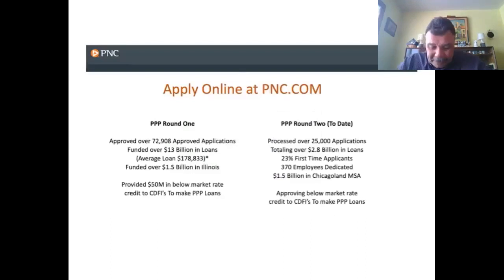The SBA systems and even some of our own systems were not yet equipped to handle the kind of volume that came through. This time around, I am so delighted that our partners at the SBA, we, and our fellow banks have finally gotten this process down. We're able to process the kind of volume. For us, that meant $13 billion in loans, averaging $179,000 per loan in the first round, with $1.5 billion of that in Illinois. And we additionally provided $50 million in below market rate loans to CDFIs.